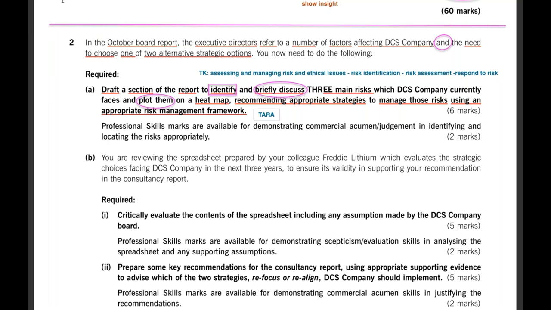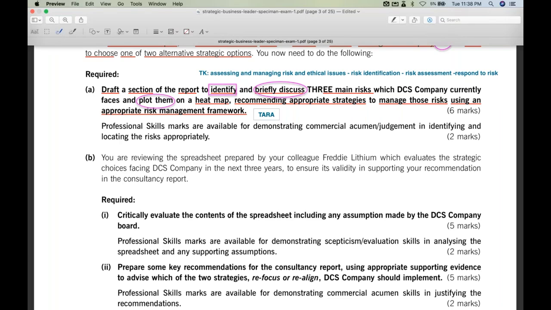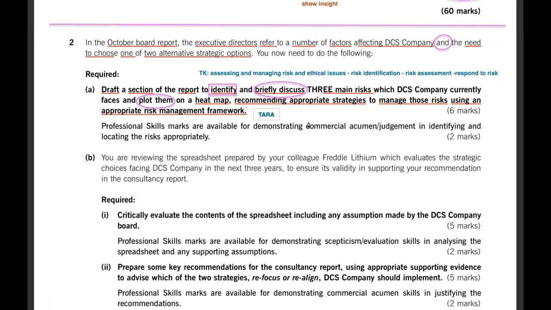And then the skills being tested here are your commercial acumen skills. You're supposed to be demonstrating your awareness, use your judgment, and show your insights.